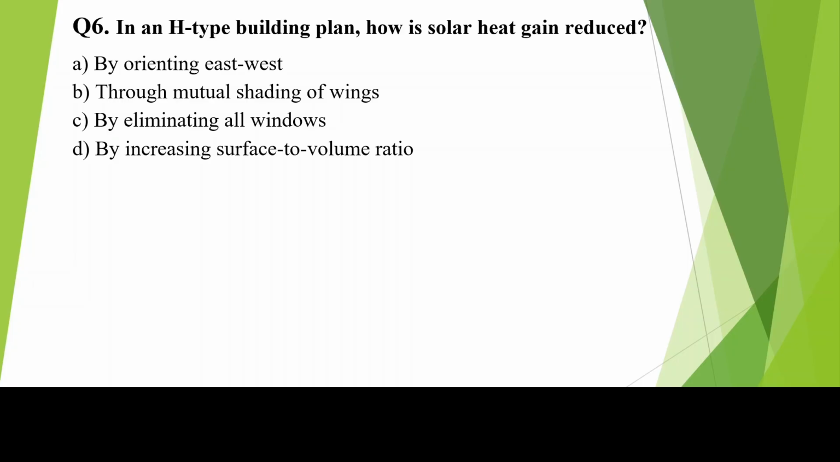So based on your understanding of that, we try to answer how it is helping in reducing the solar heat gain. Whether you will be orienting it in the east-west direction, or through mutual shading of the wings, or by eliminating all windows, or by increasing surface to volume ratio. What should be the most correct answer?